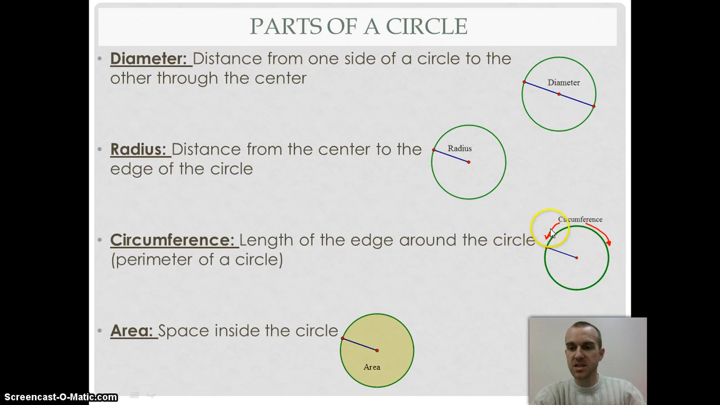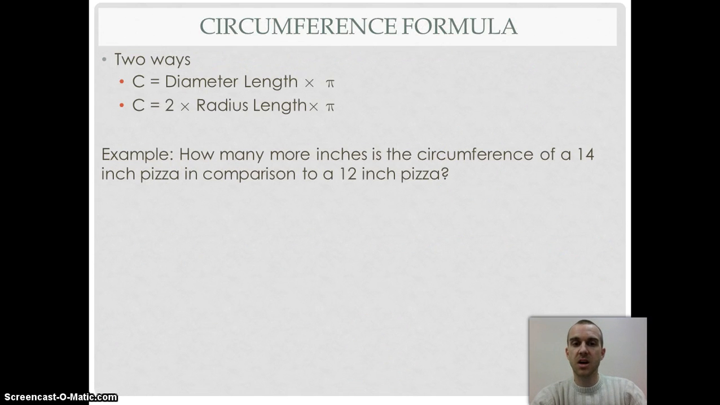The circumference is the length around the circle. You can think of that as like the perimeter of our circle, and then the area will be our space inside. So when we talk about circumference, we have two different formulas we can use. Either the diameter length times pi, or 2 times the radius length times pi. And we would be doubling the radius because 2 times the radius is the diameter.